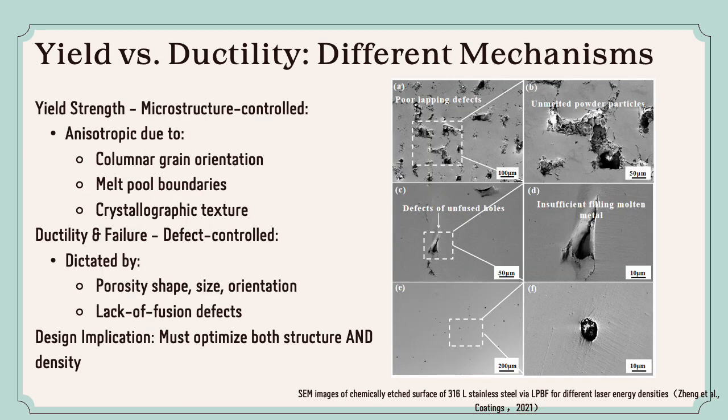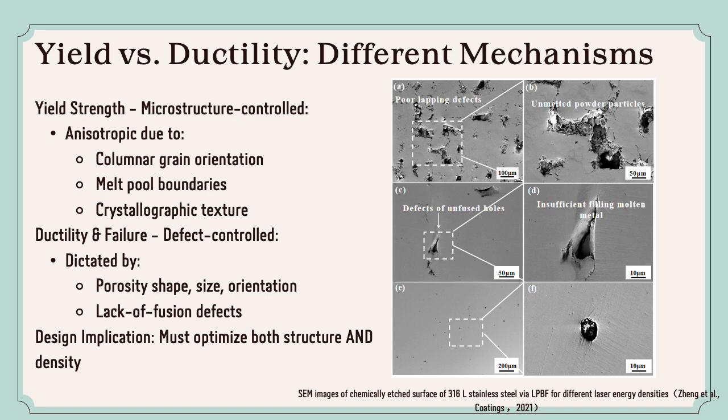This slide highlights an important idea. Yield strength and ductility are controlled by different mechanisms. First, yield strength is mainly controlled by the microstructure. In LPBF 316L, the rapid solidification process creates columnar grains, multiple boundaries, and a strong crystallographic texture. This feature makes dislocation movement more difficult and therefore increases the yield strength.